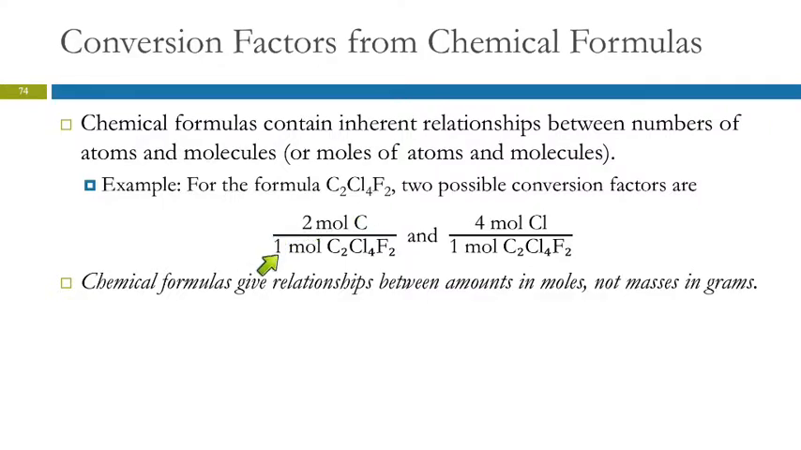So we can make conversion factors like this. From this formula, we get 2 moles of carbon for every 1 mole of the compound. Or we can tip that, oh, that's not tipped upside down. This is a different one. So this is chlorine. It'd be 4 moles of chlorine for every 1 mole. These numbers are coming out of the chemical formula itself.